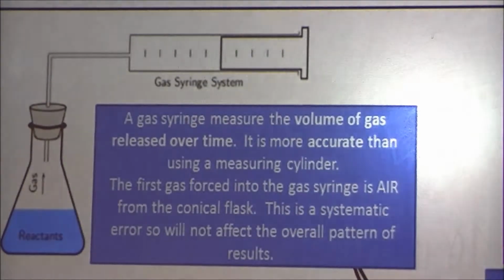The other point to note is that the first gas that's going to be forced into the gas syringe will always be air. There's always going to be some air in the conical flask and in the delivery tube. That's the tube that connects the conical flask to the gas syringe. It delivers the gas, therefore it's called a delivery tube. If you do get air into the gas syringe, then assuming that you've set up the experiment in the same way every time, you'll always end up with roughly the same volume of air in that gas syringe every time. So that would be a systematic error. You're going to end up with that same error, so the overall pattern of your results won't be affected. So it won't affect the outcome of your experiment. So that's a gas syringe, and that's how we'd use it.